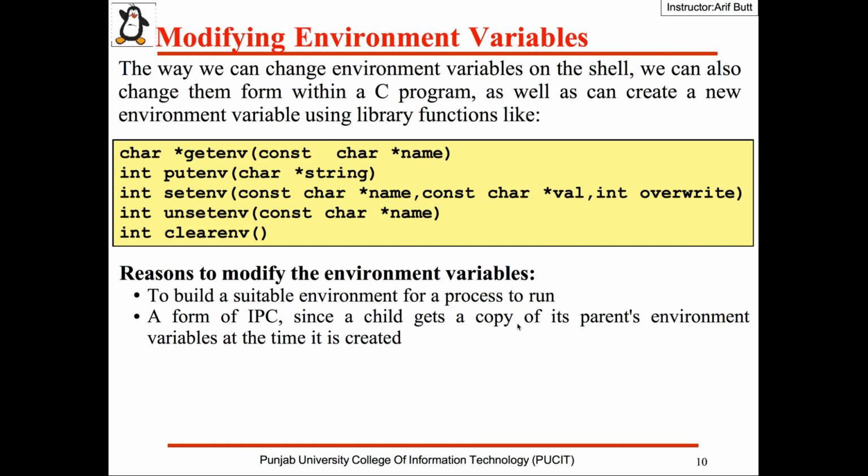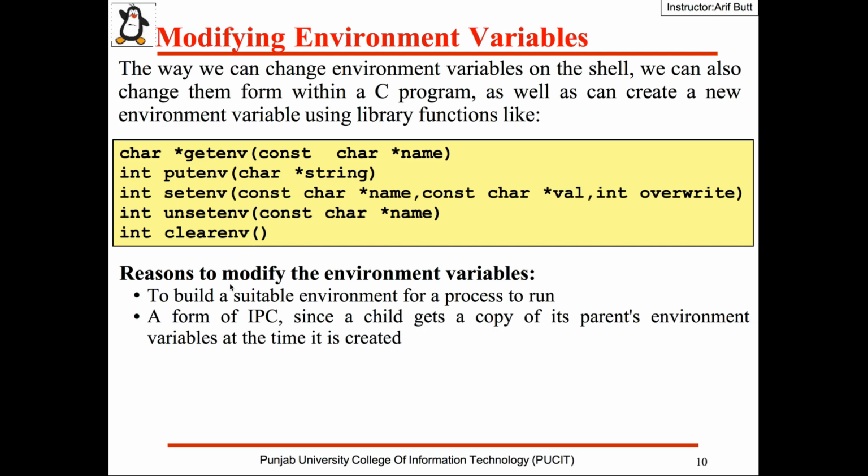Okay, the way we can change environment variables on the shell, we can also change them from within a C program using the putenv and the setenv functions. Well, this getenv function is used to access the value of a specific variable given over here. unsetenv is used to remove the definition of a specific variable, while this clearenv is used to erase the entire environment and then rebuild it with the selected values.